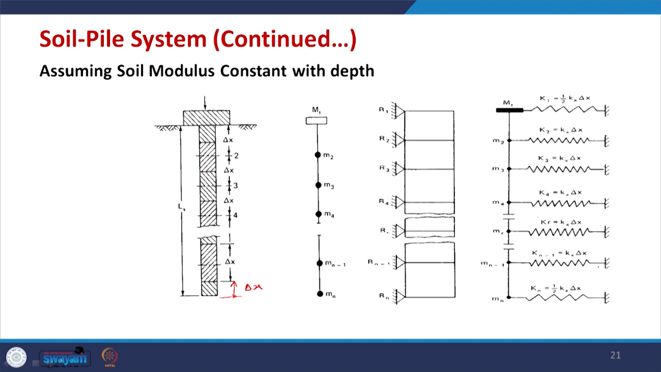So this was the case when you assume the soil modulus is constant with depth. The case when the soil modulus is varying with depth we are going to talk about in the next lecture, and I will also give you the reference for this lecture as well as the next. The next lecture will be in continuation of this lecture, and we will talk about the case when the soil modulus is varying with depth.